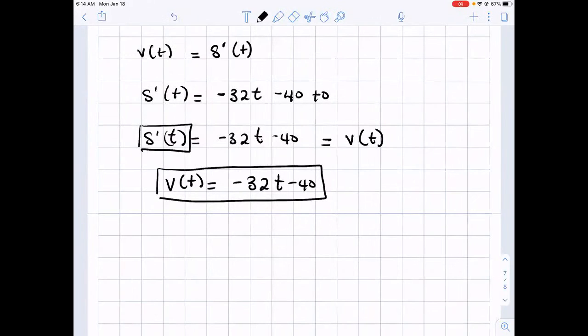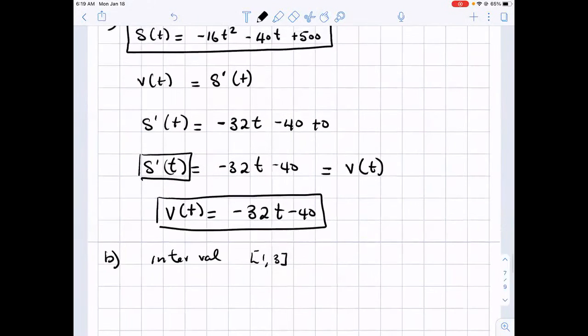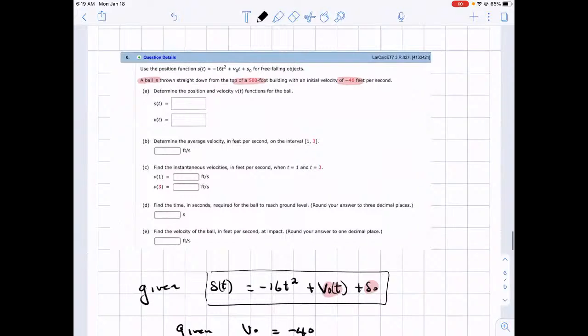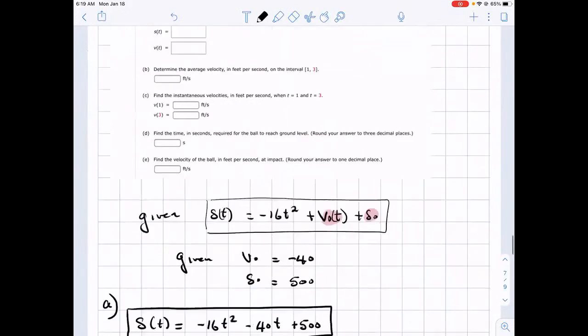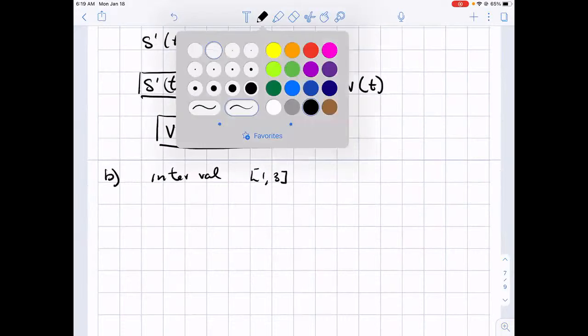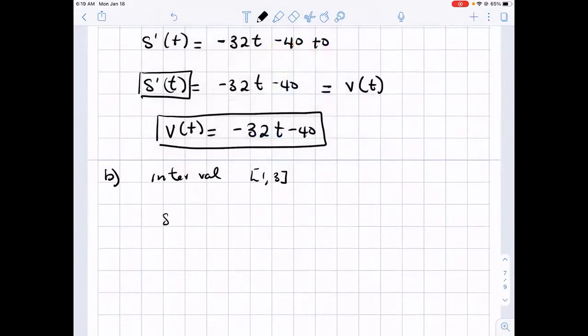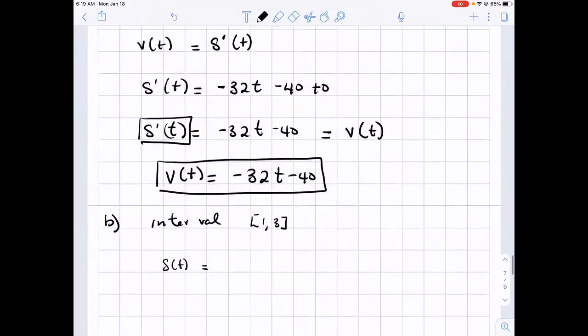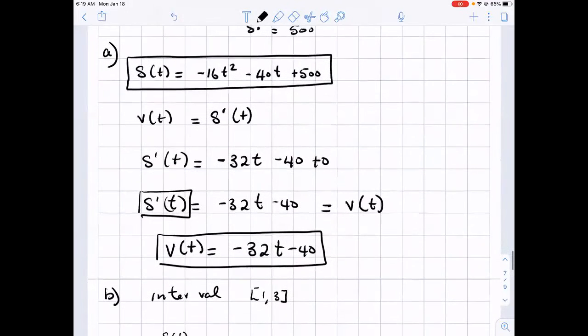Now, if they had asked you for your acceleration, you take the derivative of the velocity, or the second derivative of the position function. But you're asked for the velocity, so that's your function. For part B, we have to find the average velocity on the interval 1 to 3. We did this problem before, so we have to find S of t, which we know was minus 16t squared minus 40t plus 500.